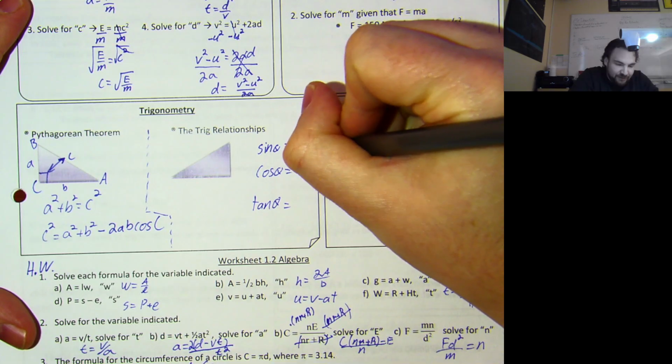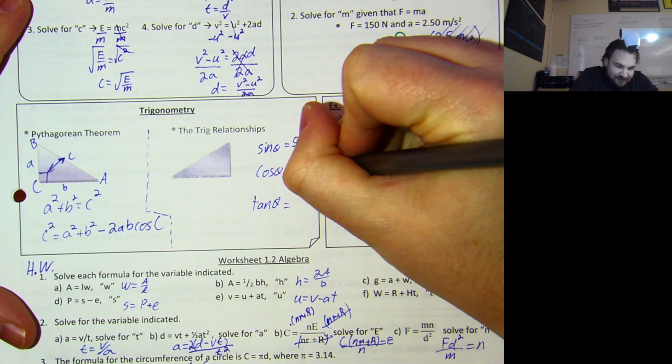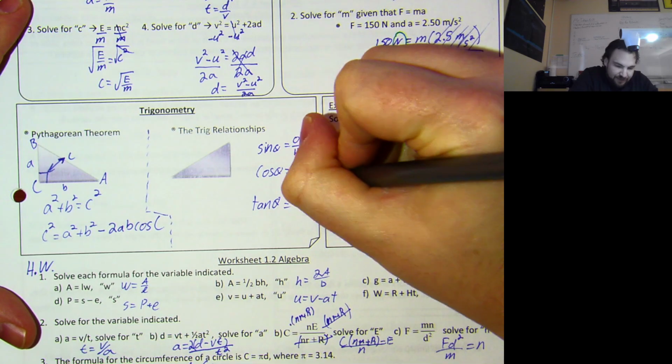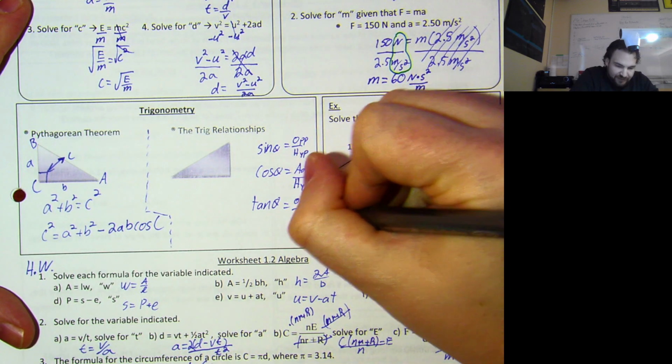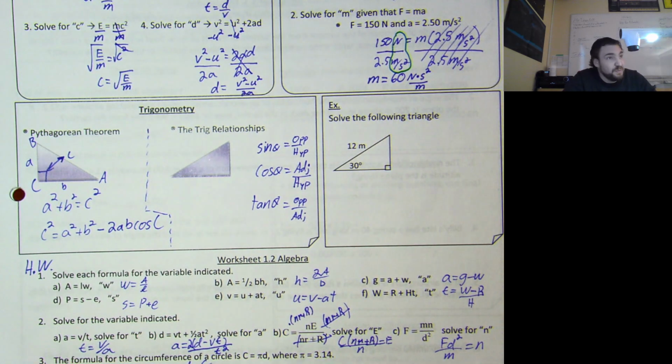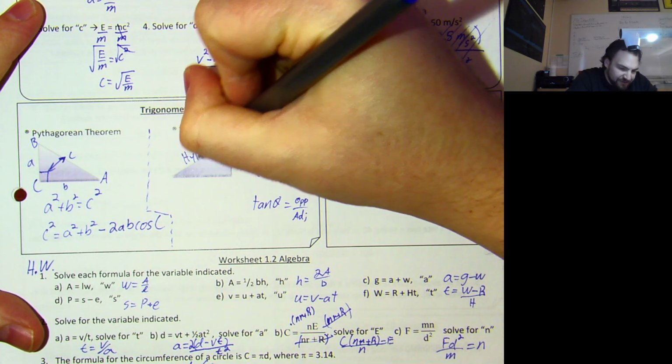O stands for the opposite side. A stands for adjacent, so I'll abbreviate that as ADJ, over the hypotenuse. Tangent is the opposite over the adjacent side. And adjacent means what, for those of us who may not remember? Next to. And it's the side that is next to the angle that isn't the hypotenuse. This side here is always the hypotenuse.